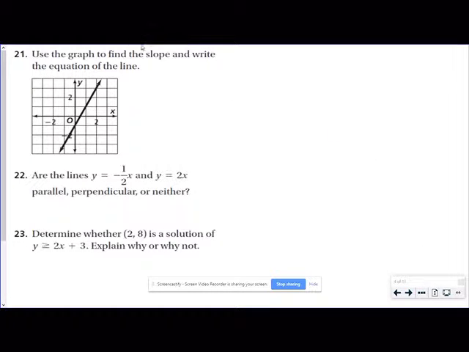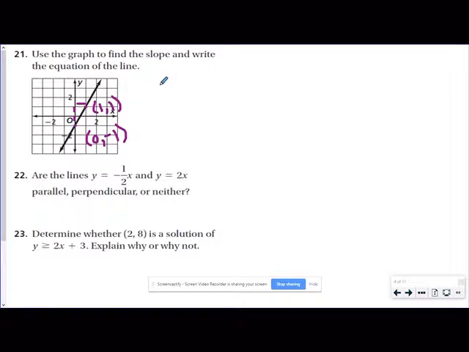21, use the graph to find the slope and write the equation of the line. So a point is right there. That point is 0, -1. And I have another point right here, which would be 1, 1. If I look at my slope, I've gone up 2 and to the right 1.